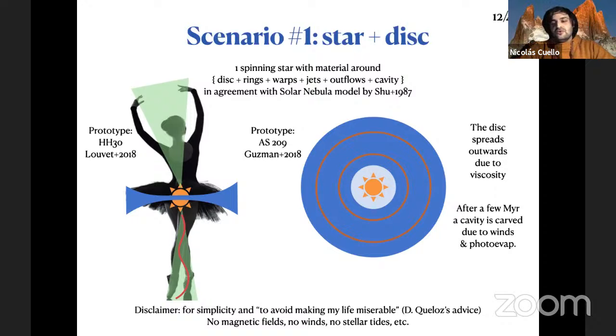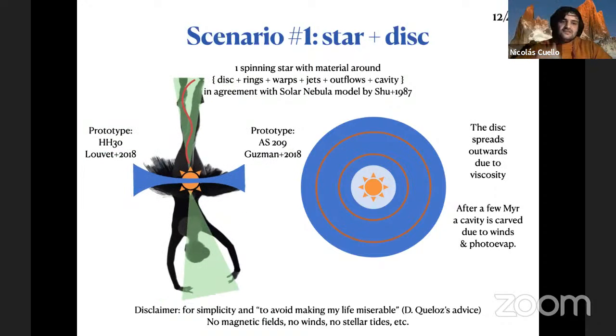So perhaps you are more used to seeing HH30 like this without the outflow below, because it's a monopolar outflow. It's a fascinating system. In the following, the disclaimer is that for simplicity, and to avoid making my life miserable, as Didier Queloz advised, I will not consider magnetic fields, nor winds, or stellar tides. Okay.